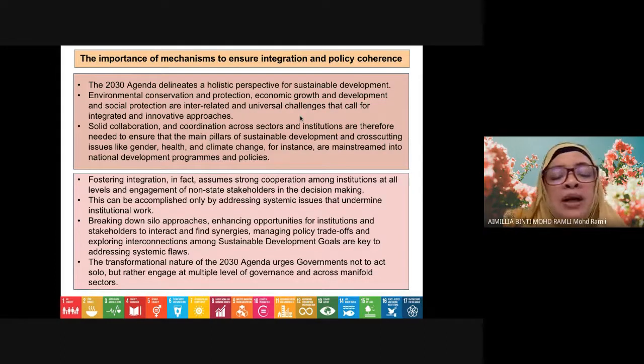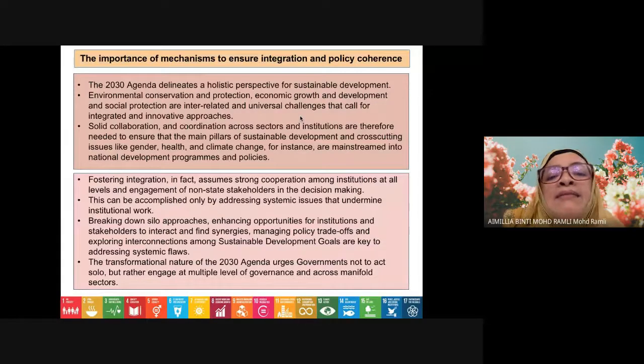Okay, the bodies inside the UN also, the ones that we had seen just now, need to collaborate with national institutions, okay, and sectors, and so on. Yeah, we need to collaborate. Everyone needs to work together, basically, to make sure that the SDG goals are carried out.